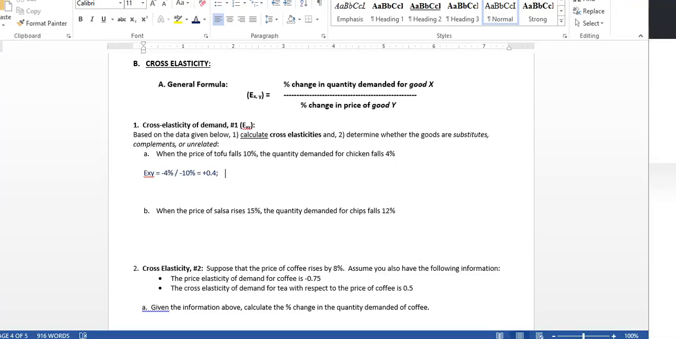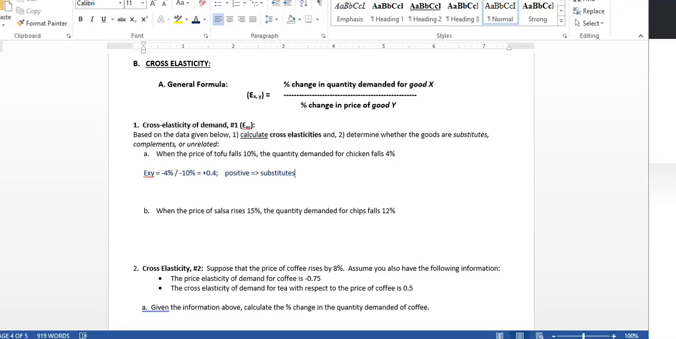Are these goods, X and Y, complements, substitutes, or unrelated? All right, so here the key, unlike price elasticity, is not the magnitude of that number, but the sign, positive or negative. In this case, it's positive. If we get a cross elasticity that is positive, that means the goods are substitutes.